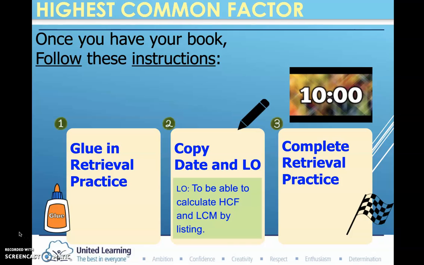Here is your LO: to be able to calculate highest common factors and lowest common multiples by listing. Our title is highest common factors, and that's what we'll be trying to calculate today.